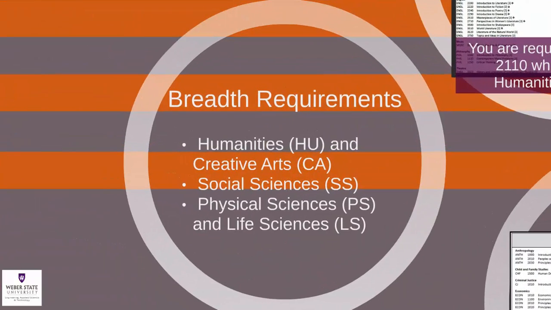The second set of requirements in general education is called the breadth requirements. The breadth includes humanities and creative arts, and your social, physical, and life sciences. These courses must be passed with a D- or higher, unless a higher grade is required due to major course requirements. For design engineering technology students, major courses require a C or better.